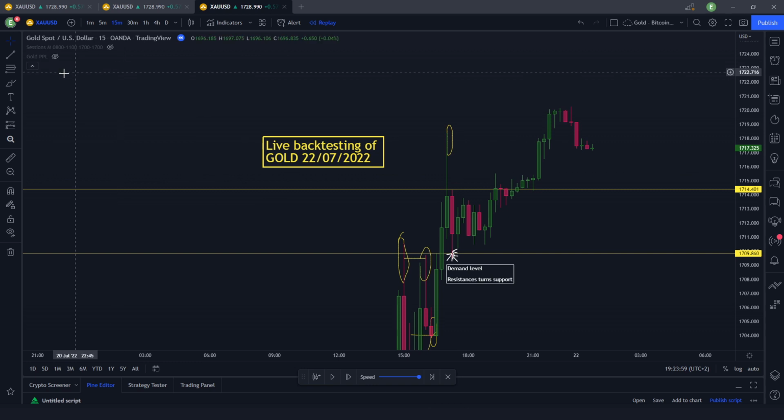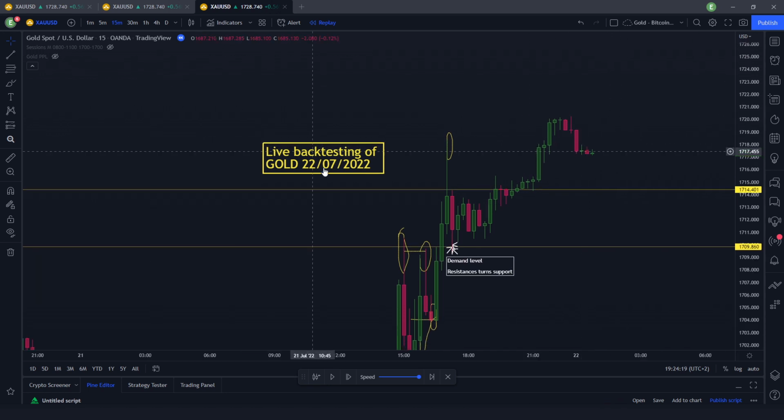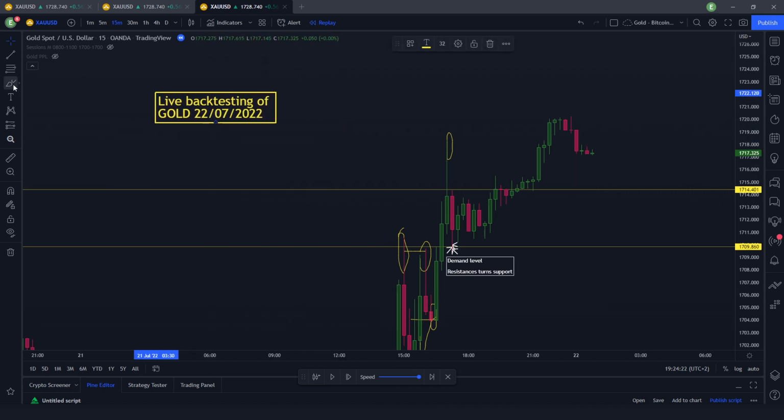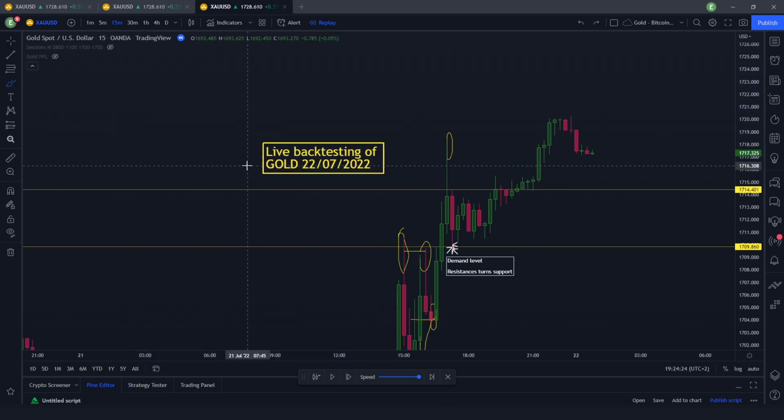Today, since I could not watch a chart for most of New York, I didn't trade. I also decided that if I was not able to trade, I would take this opportunity to not have a look, not even at TradingView, during the whole New York session, in order to do a live backtesting of gold with you now.